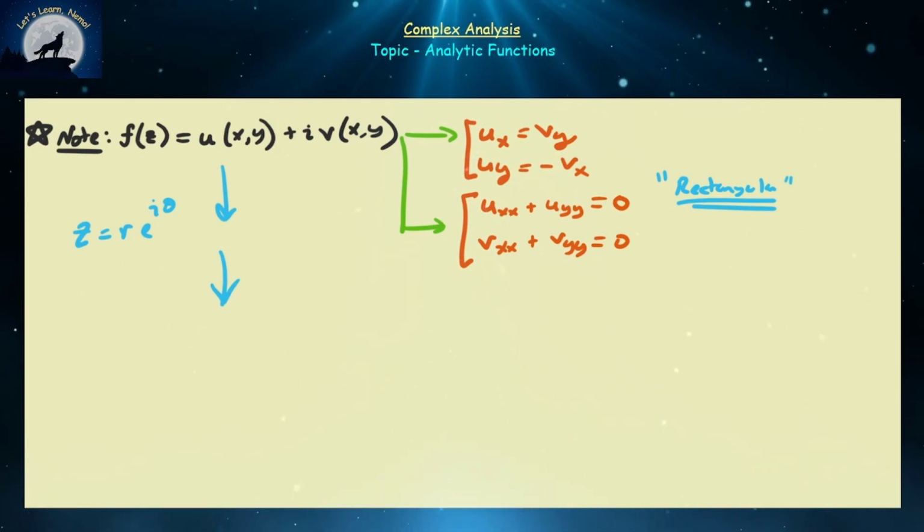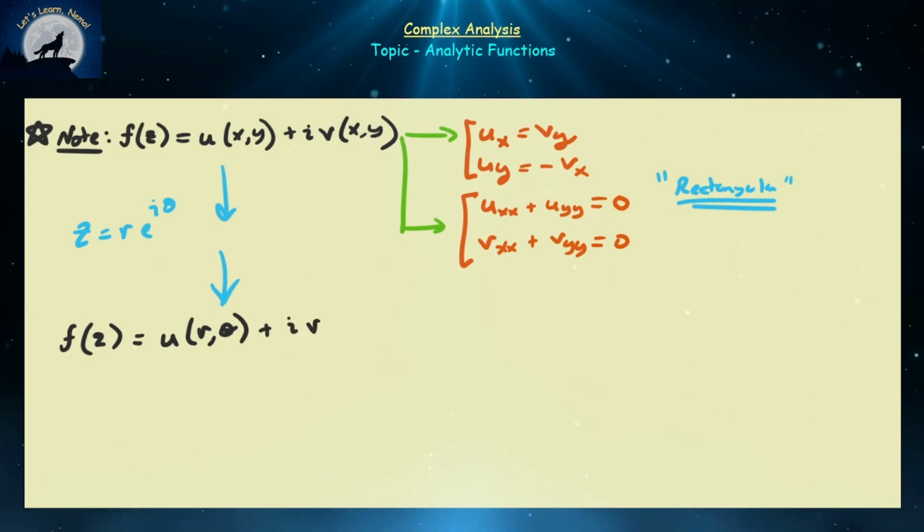So if we change this into r e to the i theta, then we're going to have f of z representable in the form u(r, theta) plus i v(r, theta). Right, because x is equal to r cosine theta and y is equal to r sine theta, so you can easily represent u and v in terms of r and theta.